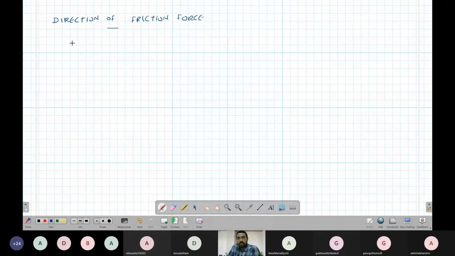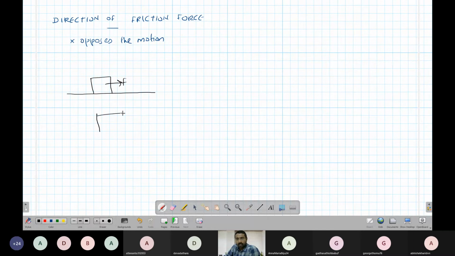So it is just simple. It opposes the motion. Whichever direction it is moving, friction will be opposite to that. For example, there is a surface, there is a box, and the box is trying to move in this direction.